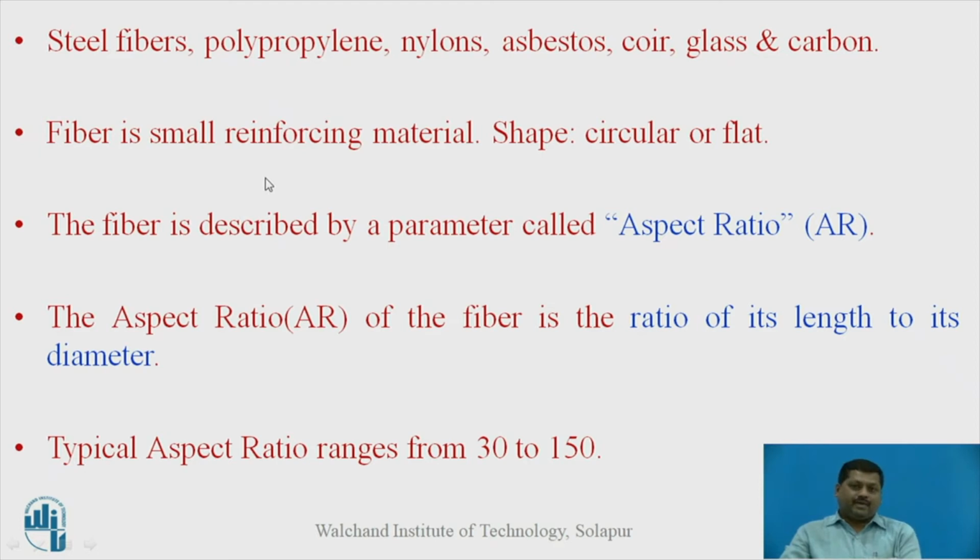Now, what is a fiber? A fiber is a small reinforcing material. The shape of the fiber may be circular or flat, with a straight end or a different end, with some texture or crimped surfaces. A fiber can be described with its aspect ratio, which is the ratio of its length to its diameter. The typical aspect ratio of a fiber ranges from 30 to 150. Generally, it is kept at 120.